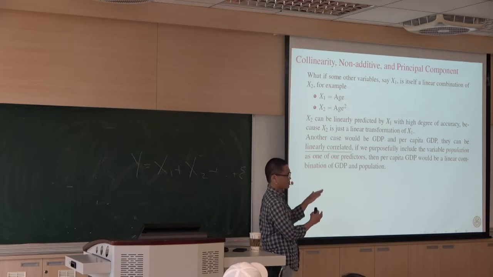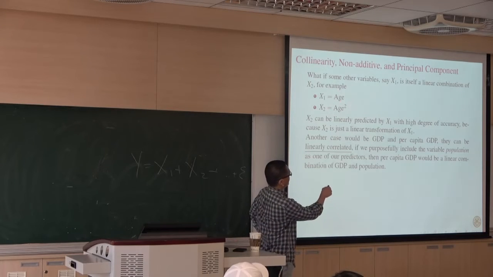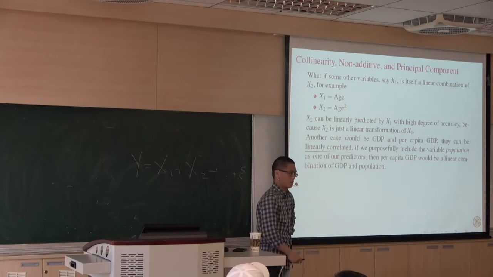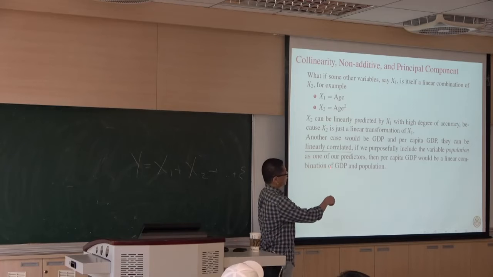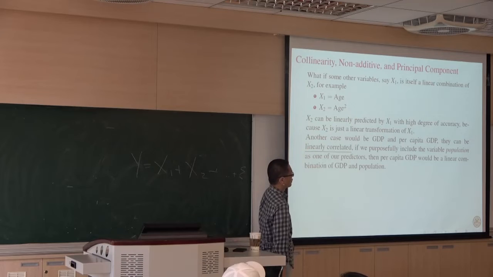So the relationship is probably not just linear, it's probably exponential, right? That's why sometimes people apply polynomial regression to capture the possibly nonlinear relation between the variable and the dependent variable.